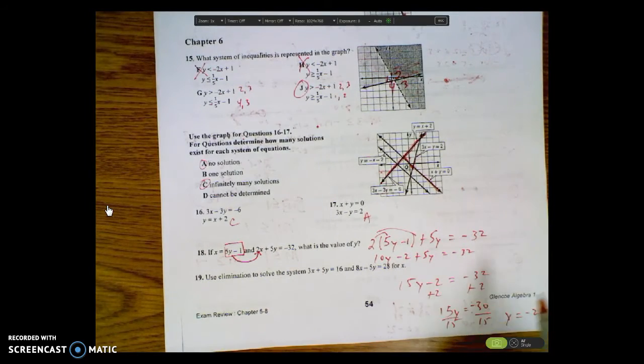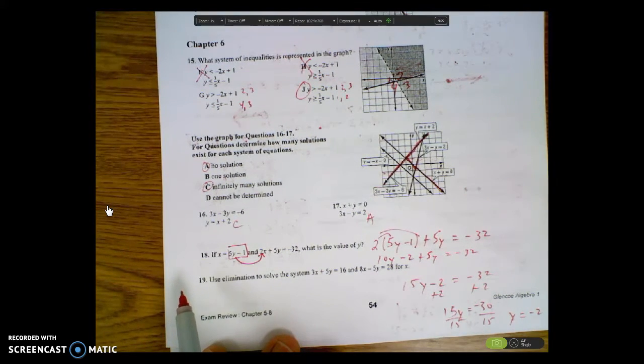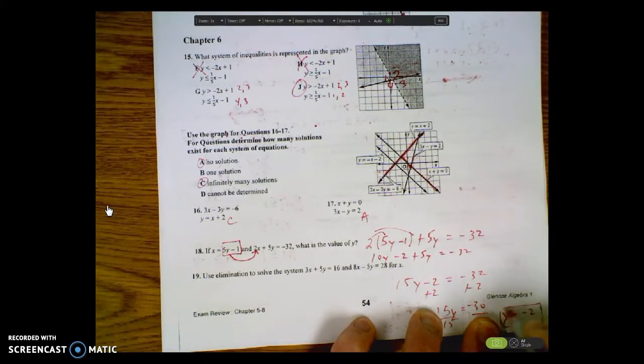If it asks us for where they intersect, we'd have to plug y back into this original equation, the x equals equation, and we get what? Negative 10 minus 1 is negative 11, if they ask. But they're not asking, so we're not going to worry about it.